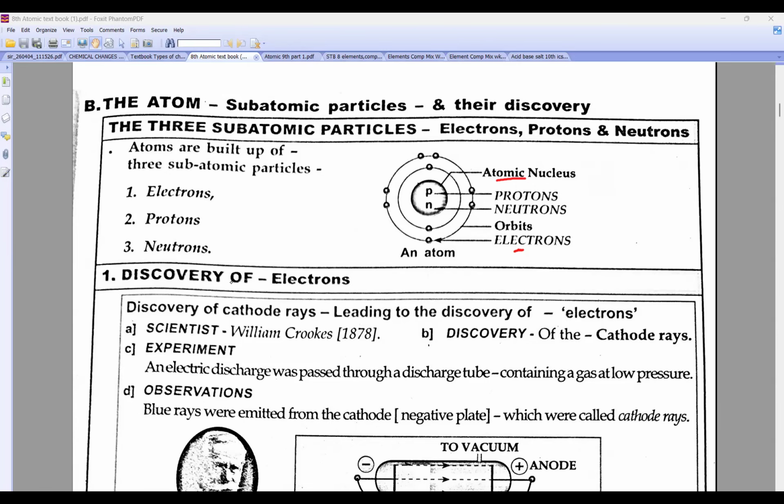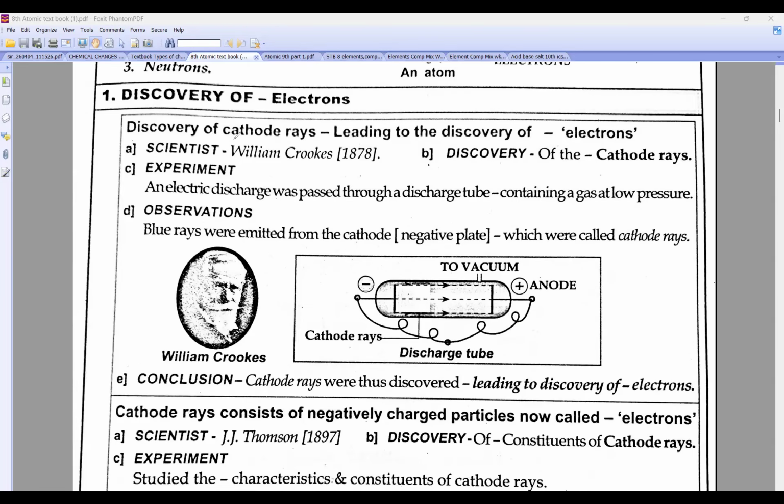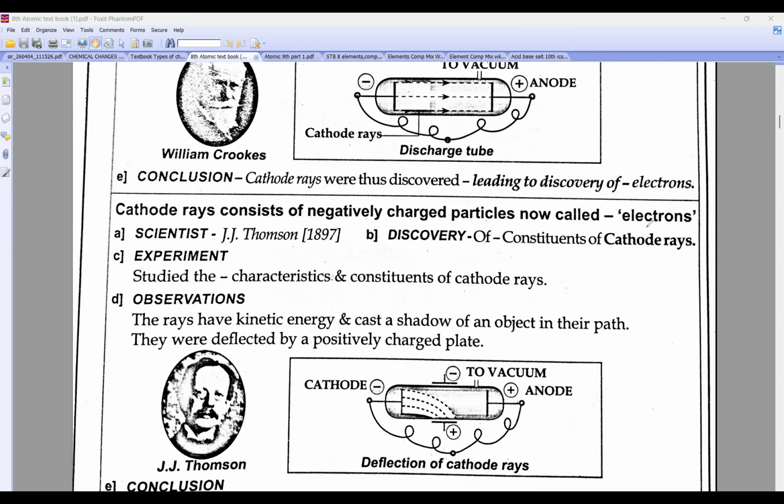You have to just remember. Cathode rays were discovered by which scientist? William Crookes. Then who discovered electrons? J. Thomson, with the help of which experiment? The cathode ray experiment. I will show you what this cathode ray experiment is later on.